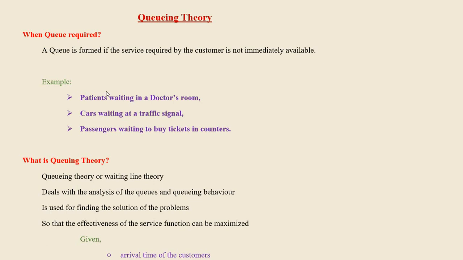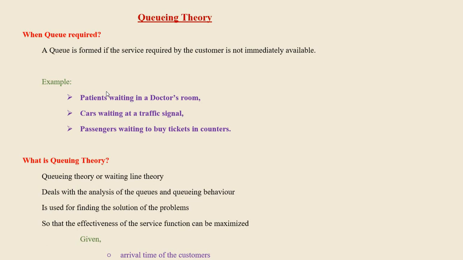When is a queue formed? Before going into that, there are many situations in real life where you have to form a queue. For example, while going to meet a doctor as a patient, you have to wait for some time to get a service. While going on a road, you have to wait for a traffic signal. And to get a ticket at ticket counters, passengers wait in a queue. So these are the situations in which we form a queue.